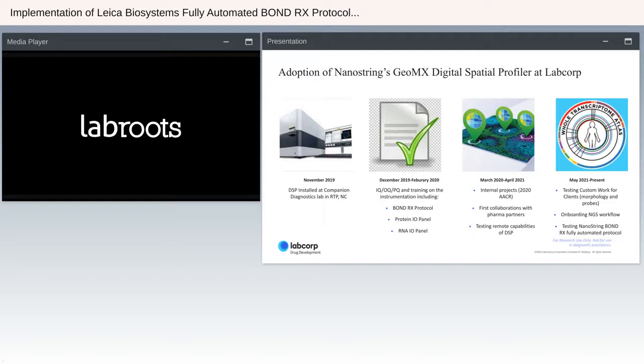And then most recently, we brought on the Leica team to upgrade our Bond RX with the fully automated protocol that they had developed with NanoString, making sure that, for our workflow, we go from a semi-automated staining to a fully automated run, and really reduce the bench time needed by the scientists.